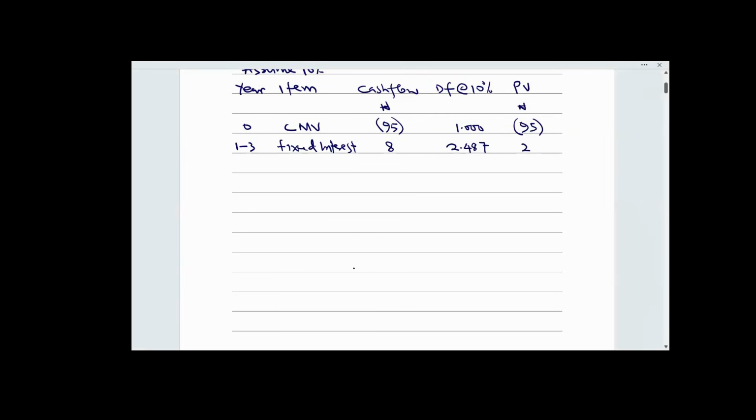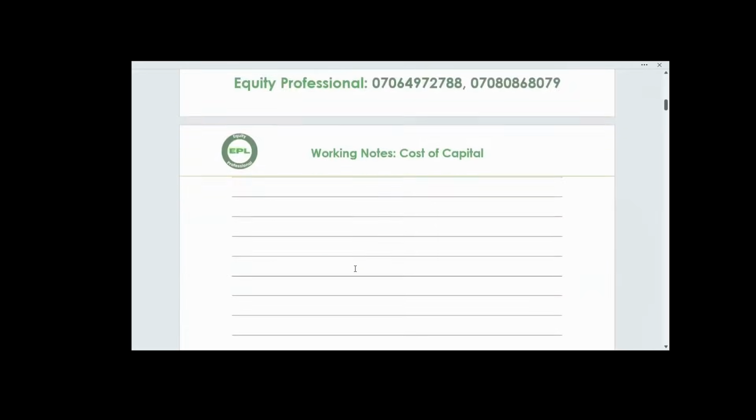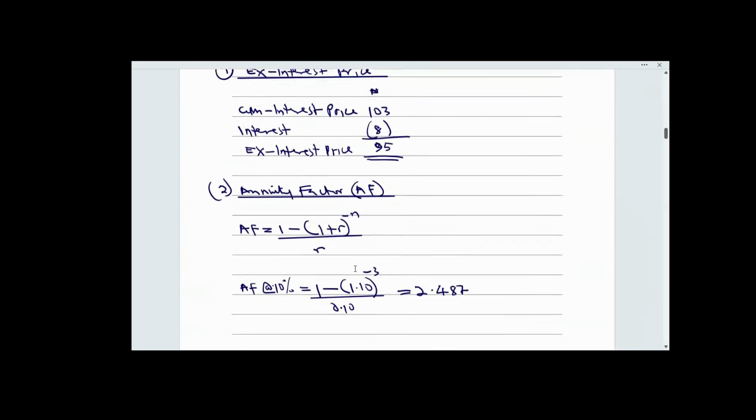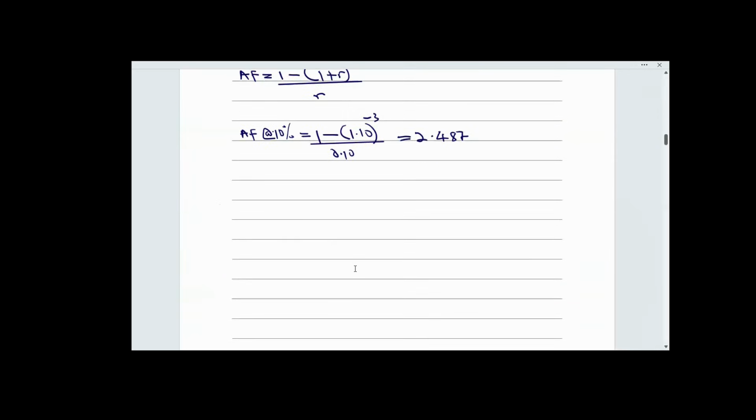Then in year 3, in the final year, this debenture will be redeemed at par. So I will say redemption value. How are we going to redeem the debenture? We are told it will be redeemed at par. At par means 100 Naira. Remember, debt is always quoted at 100 Naira per unit. So you need to calculate the discount factor at 10% for year 3. Again, let me show you the formula for discount factor as an example.